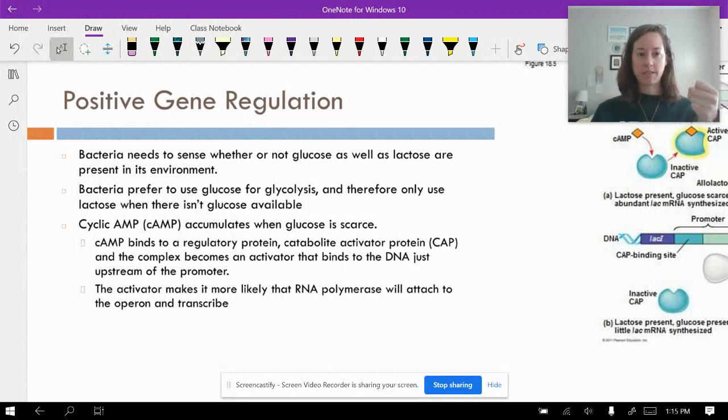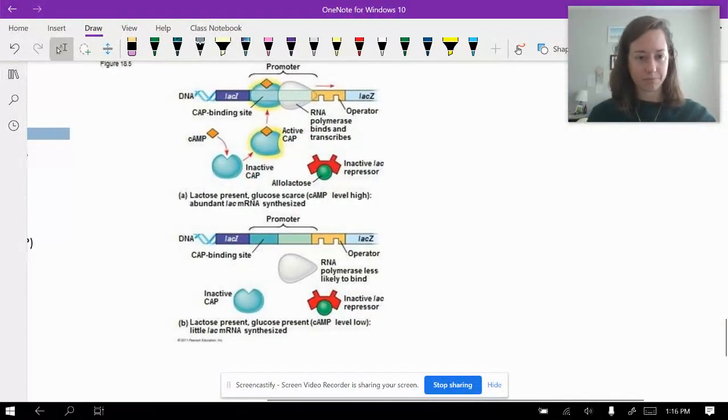So when you have positive gene regulation, you have this cyclic AMP-CAP complex, and you also have an inactive repressor that says, okay, lactose is present in the cell, it can be used. And then the CAP is saying glucose is not here, we need to use the lactose. So it's just increasing the chances that the operon will be transcribed. Here's an image of that.